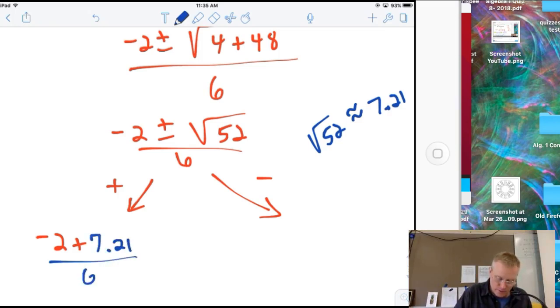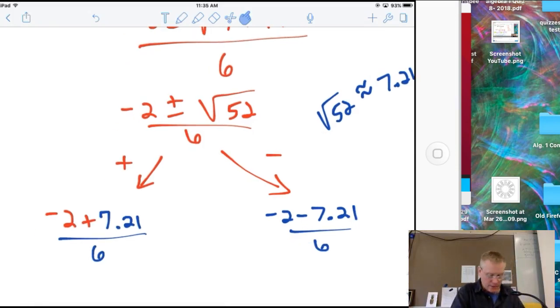Okay, so negative 2 plus 7.21 divided by 6. Over here I've got negative 2 minus 7.21 divided by 6. Definitely need a calculator here. If I take 7.21 and I subtract or add negative 2 to it and then divide by 6, I get my first answer of 0.87 if I round off.